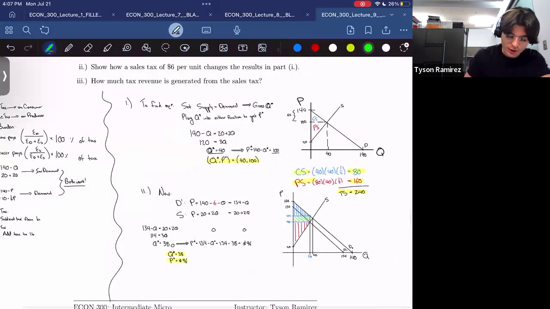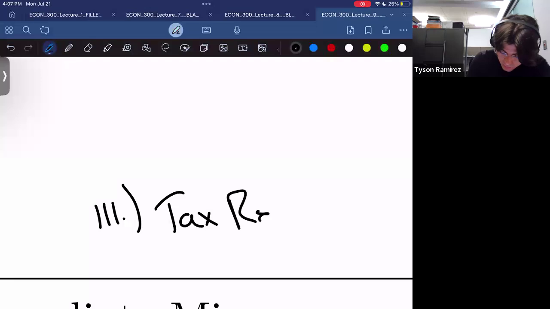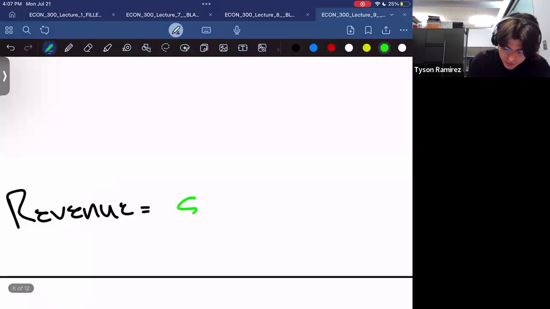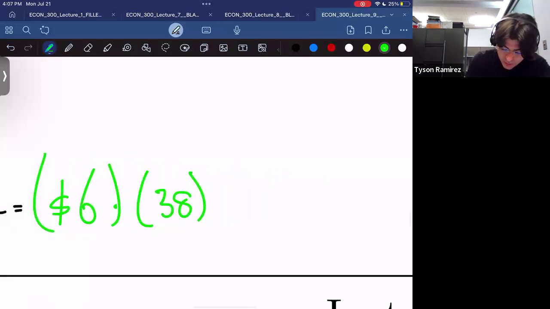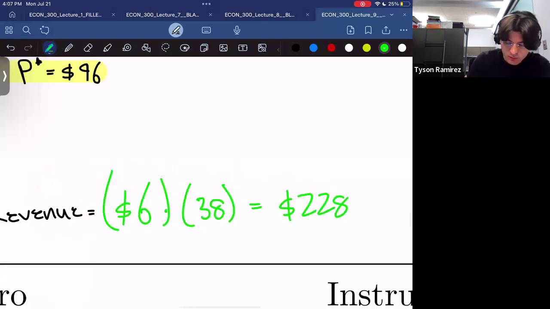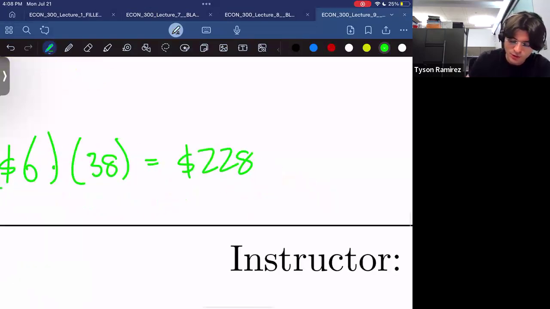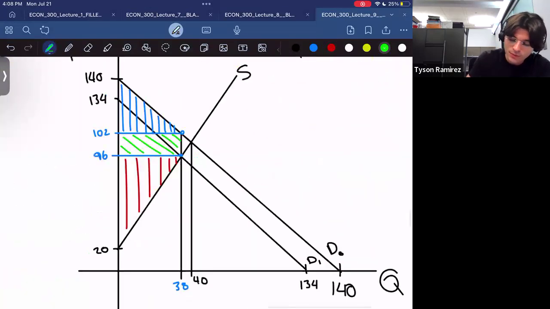And then I have that as 3. So I went ahead and did 3 in advance. Tax revenue is equal to the $6 times 38. And then we have that as 228. Yeah, it should be right. Yeah, 228. It's exactly equal to that area there.